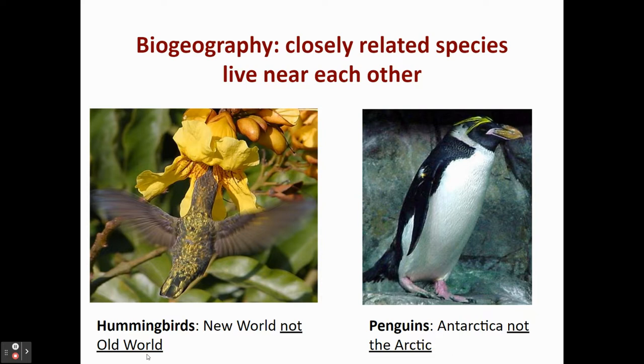So I got two examples up here. We have hummingbirds and penguins. Hummingbirds are nectar-feeding birds that are only found in the New World. What's the New World? That's the Americas, North, Central, and South America. They are not found in the Old World, which consists of Africa, Asia, and Europe. Okay. Another example, penguins. They are found in Antarctica, not the Arctic.